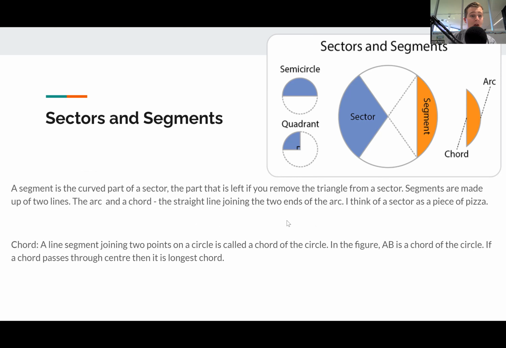Okay. A segment, you can see here in the orange, is the curved part of the sector. The part that is left if you remove the triangle of the sector. So you can see here we've got the sector in blue that goes straight to the point. A segment doesn't quite go to the point. It's kind of like what you've got when you've eaten half a slice of pizza. You've got the crust left, then you've got some of the good stuff, but not the whole triangle. The segments are made up of two lines, the only two lines. So you've got the arc, which is the crust in our case, and what we call the chord, which is the half-eaten bit of pizza.